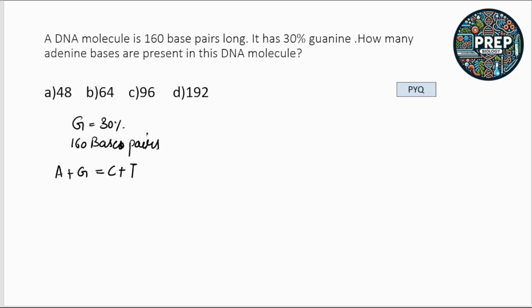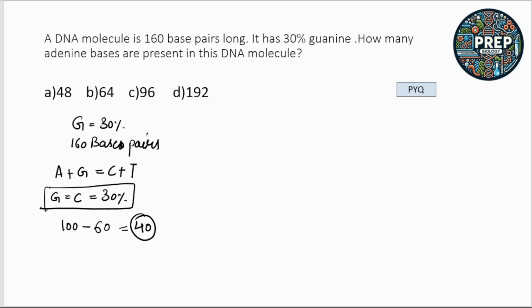Okay, and we have the guanine. So guanine is equal to cytosine, that is equal to 30%. We know that the number of guanine is equal to the number of cytosine. We have the 30% given. So out of 100%, we have 30% cytosine, 30% guanine. So 30 plus 30, 60%. When we subtract, then we have 40% adenine plus thymine. Okay, and 40% means adenine is equal to 20%, thymine is equal to 20%.